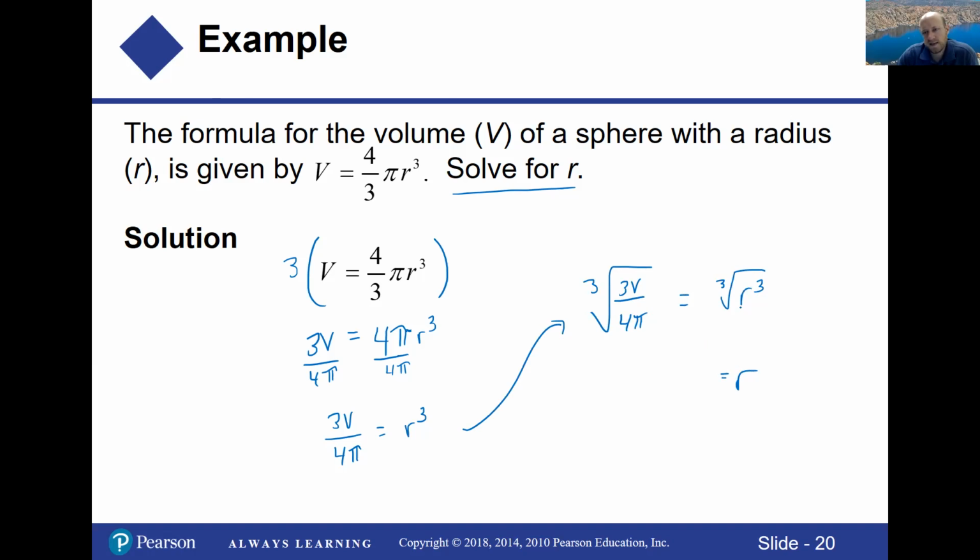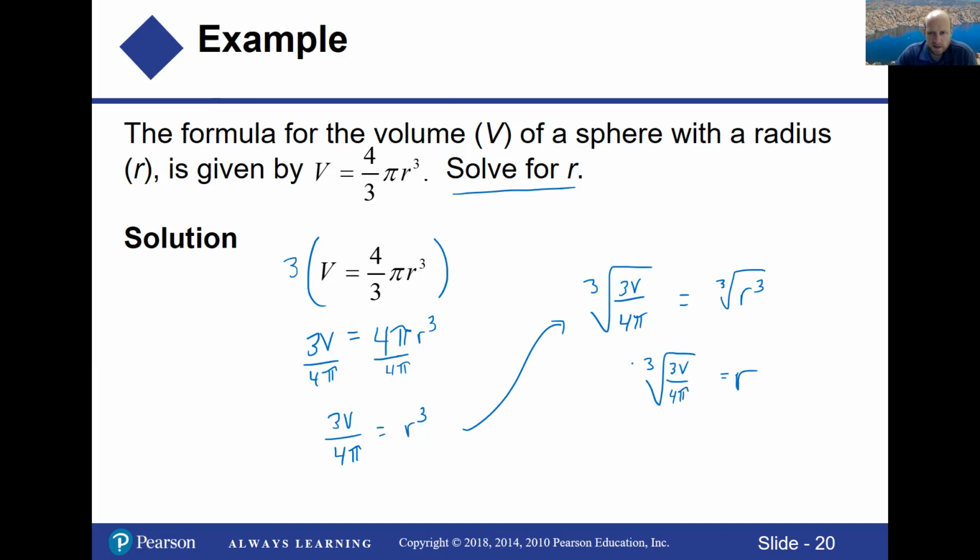So to isolate, I'm going to isolate the r. Once I have it isolated, I'm going to cube root it. So I just get r equals the cube root of 3v over 4 pi.